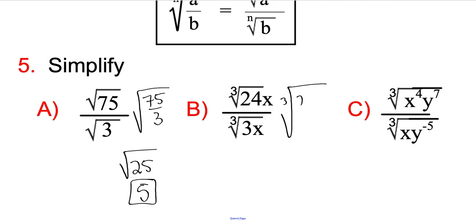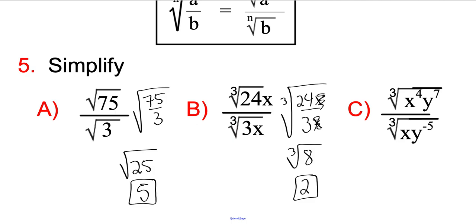Okay? So we got 24x over 3x. And we've simplified stuff like this before. The x is going to cancel out, and then 24 divided by 3, that's an 8. Okay? And cube root of 8, another perfect radical. Cube root of 8 is a 2.